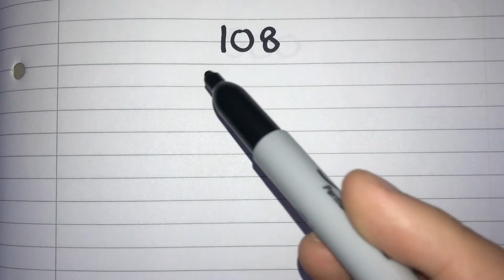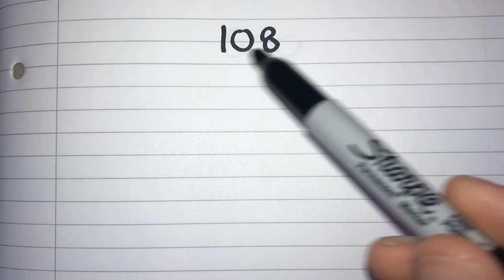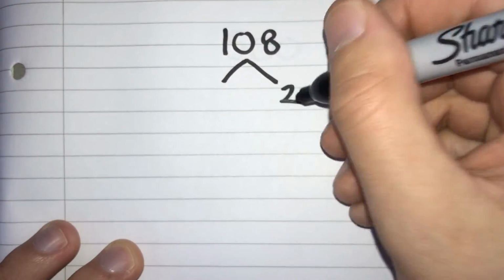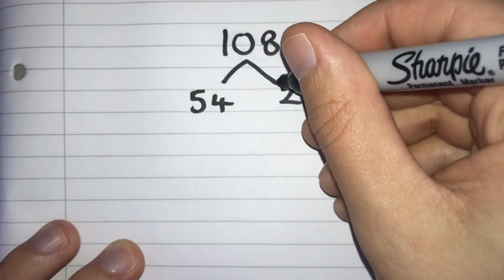Okay, let's now look at one more example. This time we have 108. Well, what can we split 108 up into? Well, an easy way to split these even numbers is we can divide them by 2. So let's do that. We'll divide 108 by 2. And we get 54. Well, 2 is a prime number, so we're going to stop here.